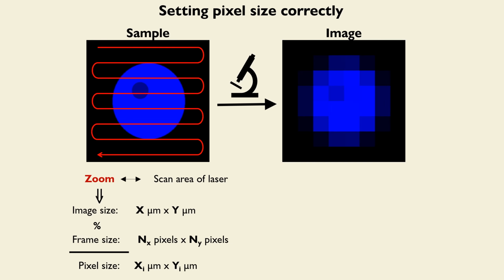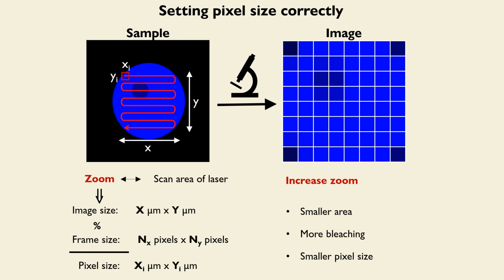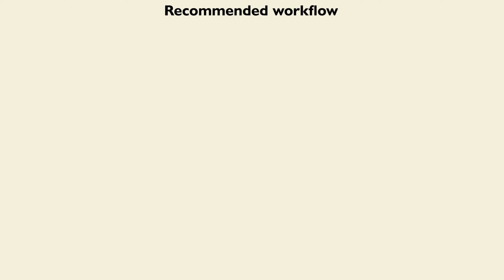If we instead take the zoom and increase it, we will have, again, higher resolution, but it will only image a smaller area with more bleaching because we'll have a higher concentration of laser per unit area, but we will have this smaller pixel size that gives us that higher resolution.